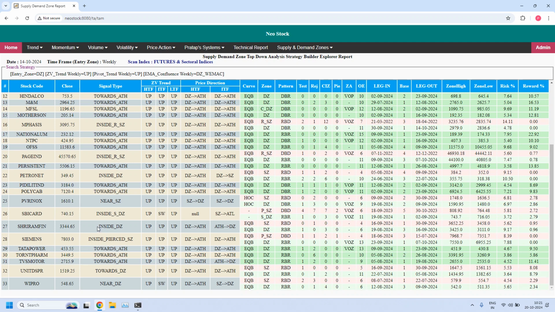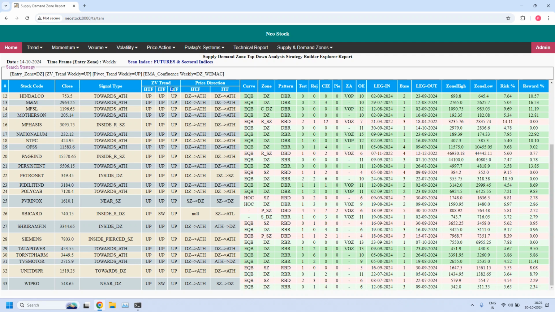Some of these stocks are having prices closed inside the demand zone. Some are prices moving towards all-time high. Some of the stocks, prices are currently moving towards the demand zone. Which demand zone? Weekly demand zone. And some of the stocks are near to the weekly demand zone. The trend is up. Both.